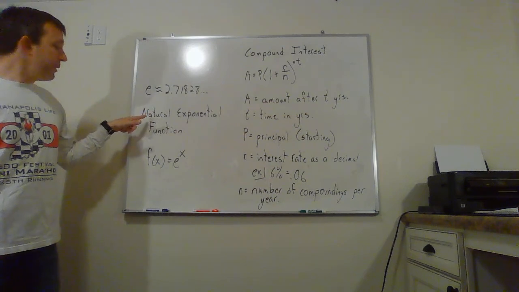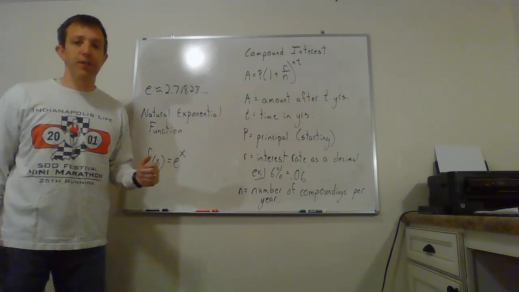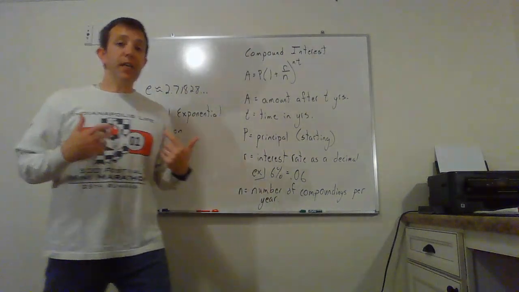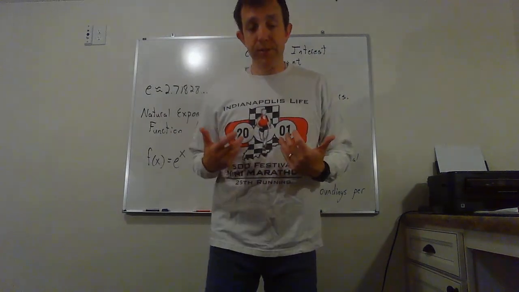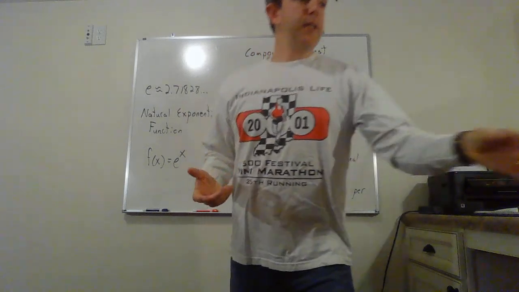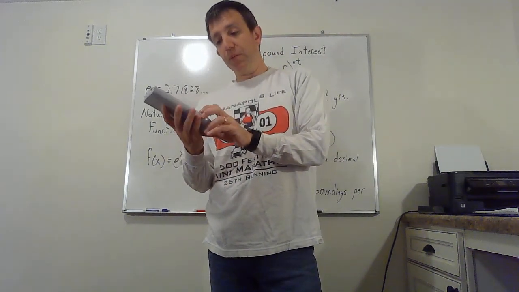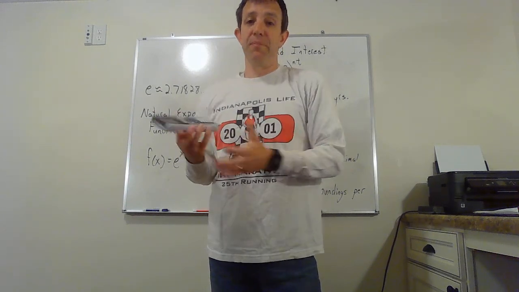Along with e, we have what's called a natural exponential function, which is just f of x is equal to e to the x. Now, e is a button on your calculator, so go find it. On my TI-84, it is what I really would be looking for. It's above the ln button.